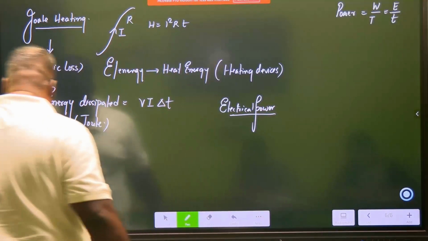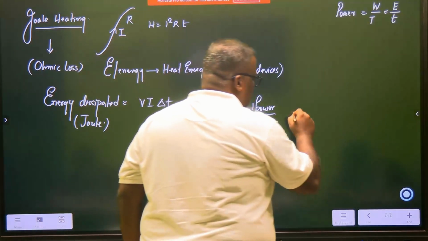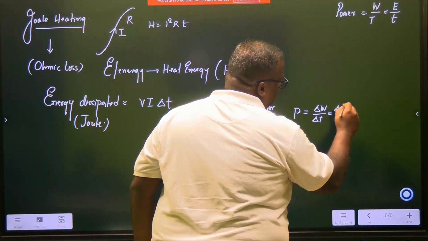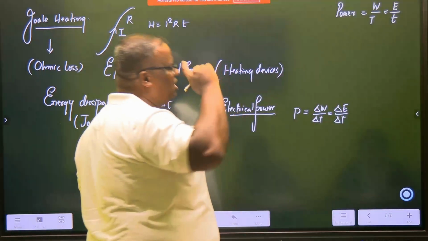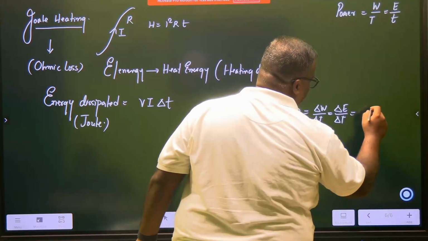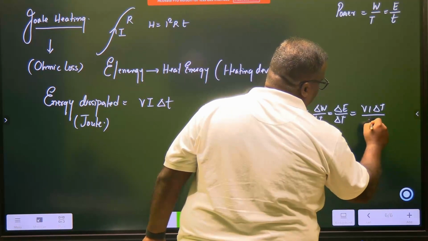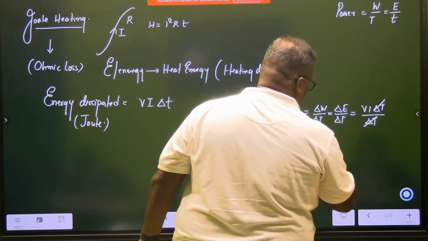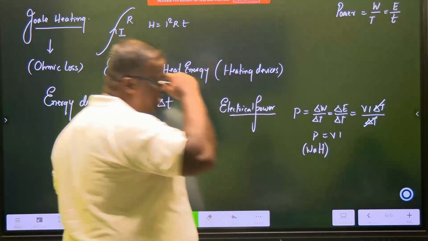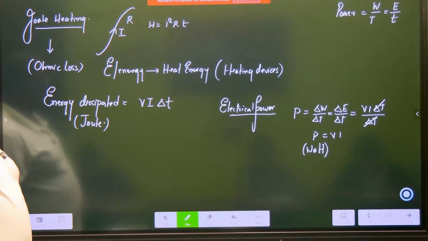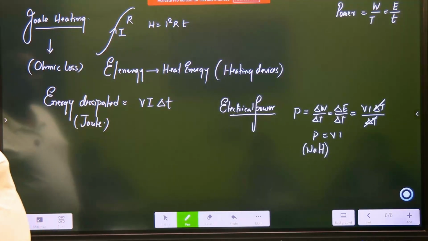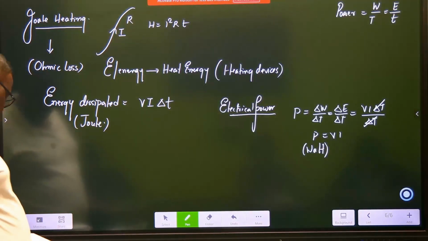But we will see power in more depth when we do AC. Power is equal to delta W by delta T, which is also delta energy by delta T, because work is the same as the amount of energy that you have in your body. So it becomes VI delta T divided by delta T. Delta T cancels. So power is equal to VI. In this case, we call the unit watt. 1 watt of power is generated when a current of 1 ampere flows through a conductor whose ends are maintained at a potential difference of 1 volt.